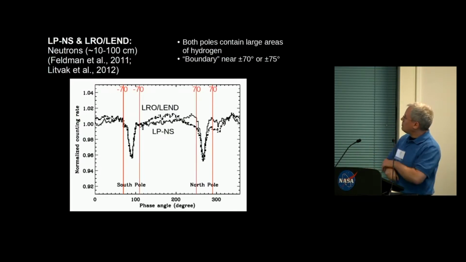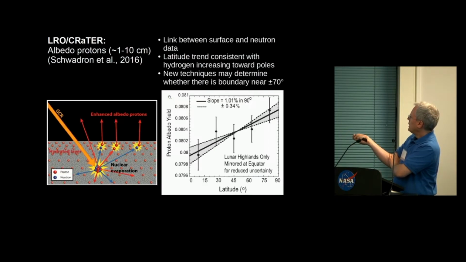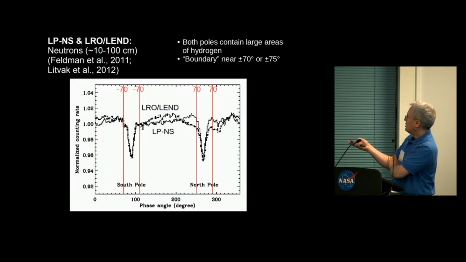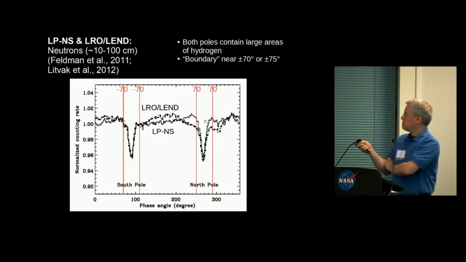And finally, let's look at two neutron plots. This is both from Lunar Prospector and LRO Lend. And now we're looking at the neutron counting rate versus orbital phase, and this is an orbital phase for polar orbit. So we have the equator, a pole, equator, and the other pole, and then the equator. And again, there's a boundary right at 70 degrees. Particularly, there's a couple spots here where it's just pretty amazing. You've got a sudden drop off of neutrons or a sudden increase in hydration right at 70 degrees.